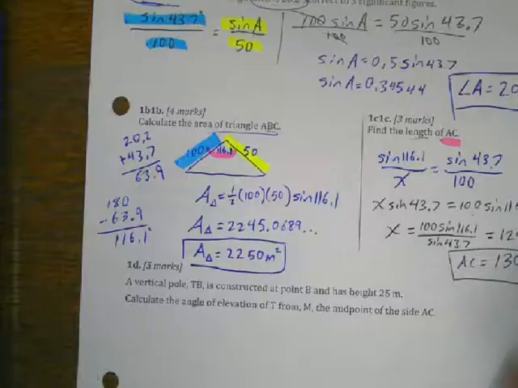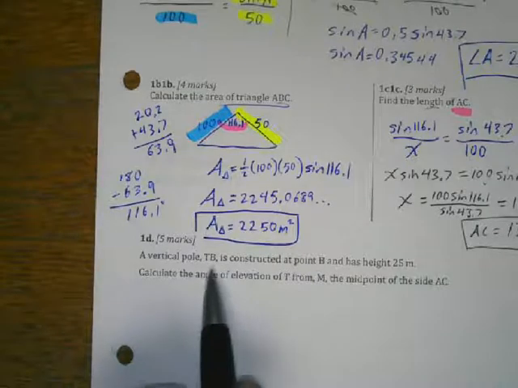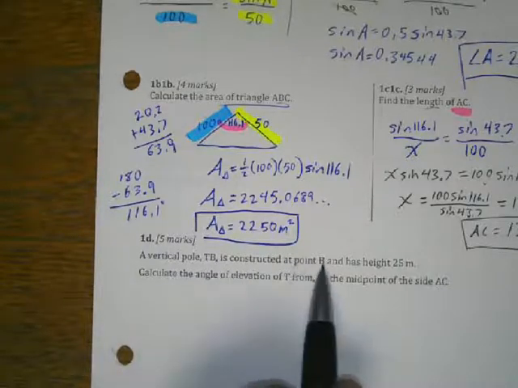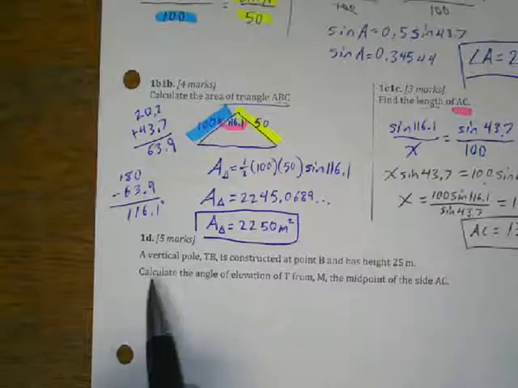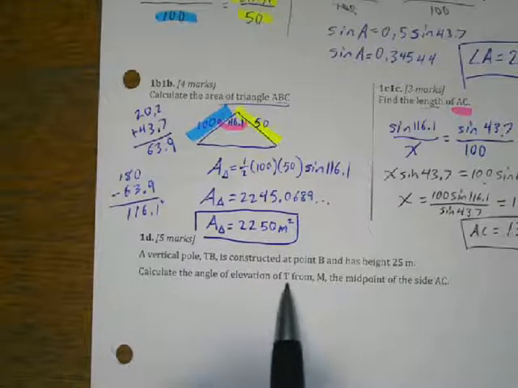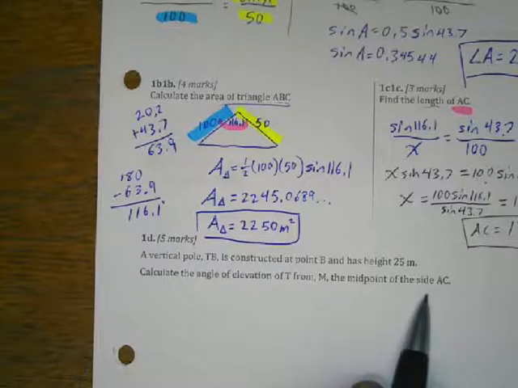Okay, now this next problem is quite challenging. A vertical pole TB is constructed at the point B and with a height of 25 meters. Calculate the angle of elevation of T from the midpoint on the side of AC.